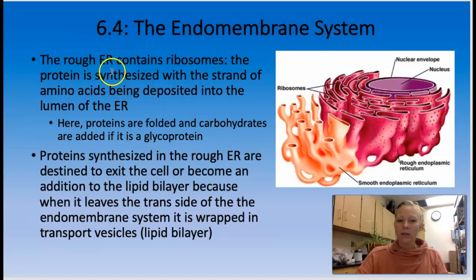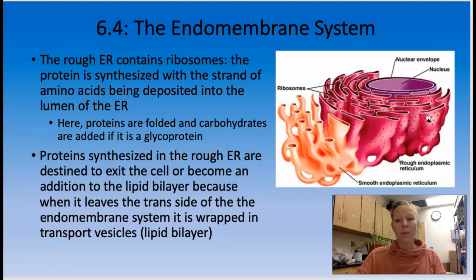The rough ER, this is where our ribosomes exist. This is what makes it the rough ER. And it is attached, you can see these little dots here. So when a mRNA goes to a ribosome that is attached to the rough ER, what's going to happen is that the protein is going to be made inside the lumen of the rough ER.